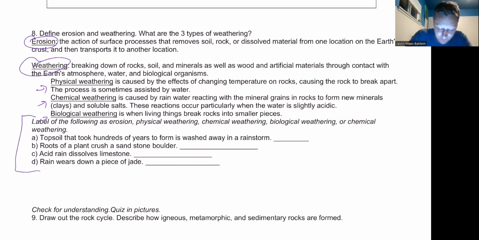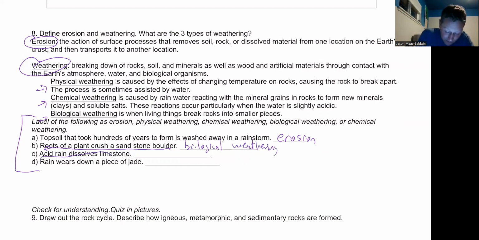Label each of these as erosion or one of the types of weathering. So that's right. Topsoil that took hundreds of years to form is washed away. That would be erosion. The roots of a plant crush a sandstone boulder. That would be biological weathering.